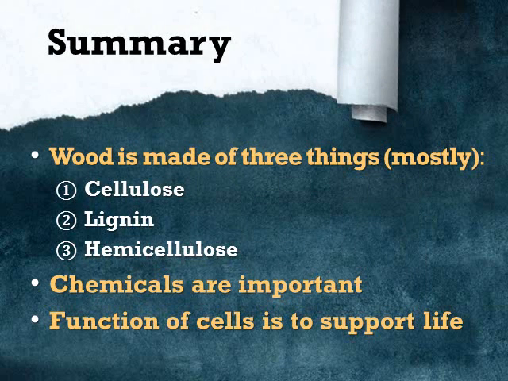So in summary, wood is made of three things. One is cellulose, two is lignin, and three is hemicellulose. Chemicals are important in the formation of wood, and their makeup or their mixture makes a difference in what we can utilize the tree for. The function of cells is to support life, both in holding the leaves up and in transporting water from the ground up to the leaves so that photosynthesis can occur.